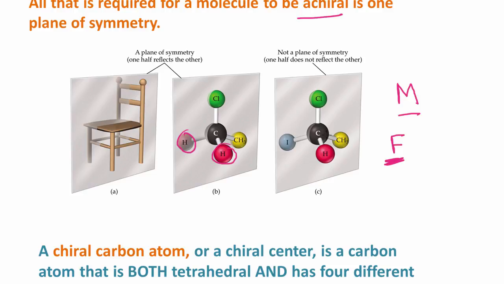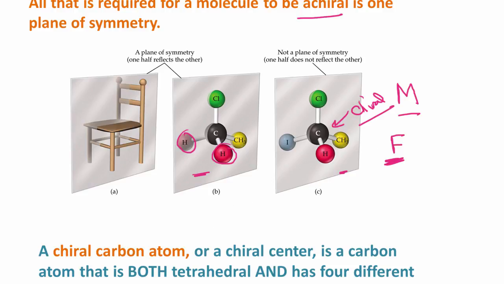Now, let's take a look at this molecule here. Notice that the carbon is bonded to 4 different groups: a chlorine, an iodine, a hydrogen, and this methyl group. Now, there is not a plane of symmetry here. In other words, one half of this molecule does not reflect the other half. And in this one, one half of the molecule does reflect the other half, but not here. We say that this carbon here is chiral.